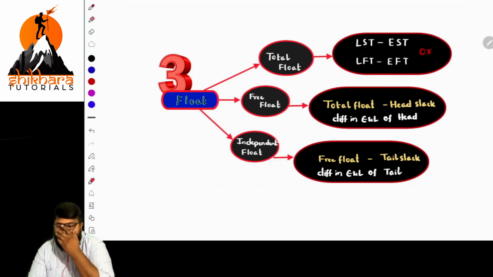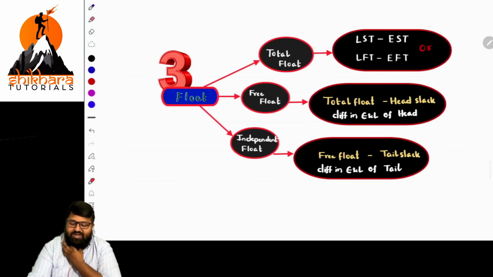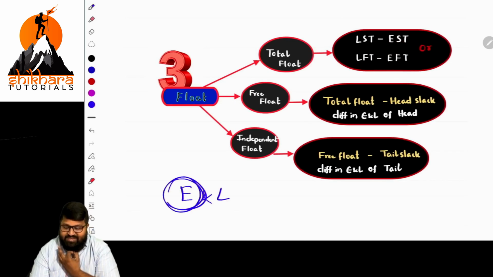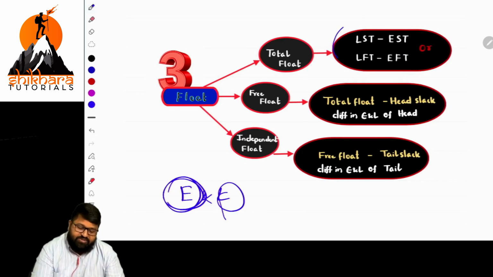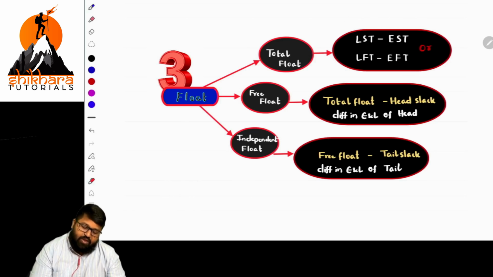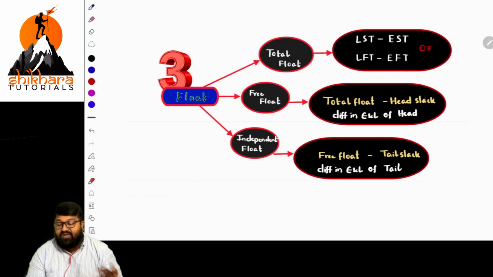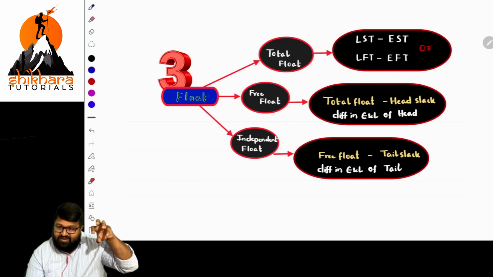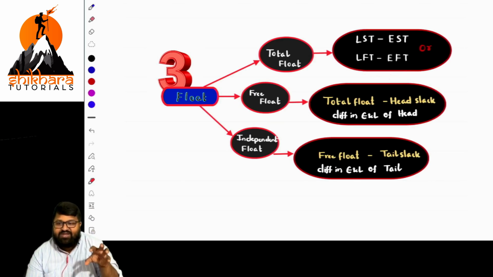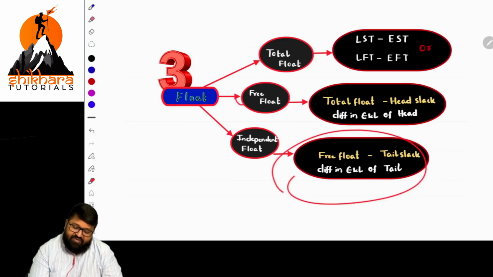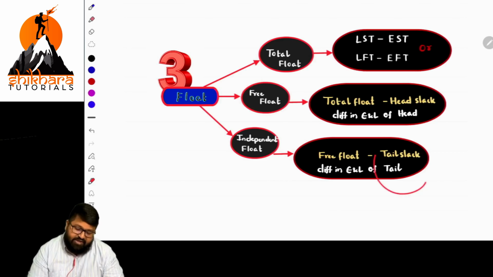What is this, sir? That we should understand. Basically, when you are calculating E and L value, E stands for EST. L stands for LFT. That you remember. And what is the formula? LST minus EST. Okay. And what about free float? Total float minus head slack. Head slack is the difference between E and L values of the head event. That is the reason why I said head event and tail event are most important. And what about independent float? Whatever free float we got, from that we deduct tail slack.